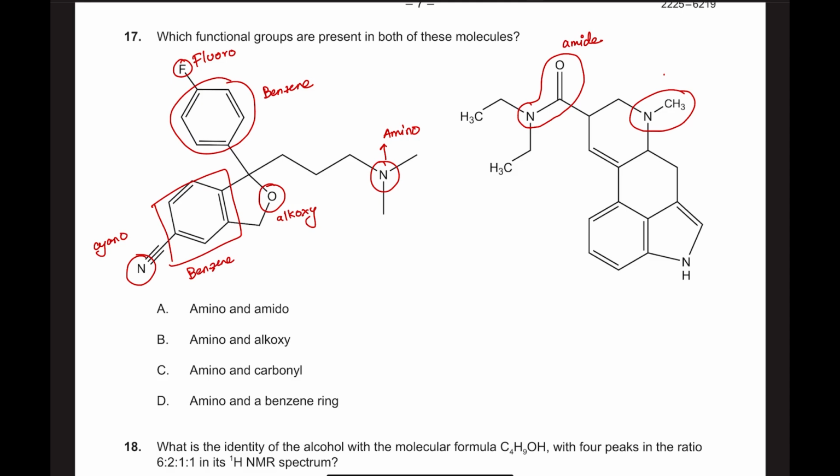All right. So this is the amino group. Okay. This is also an amino group. And this is a benzene ring. So I see amino and benzene common in these two molecules, right? So amino benzene ring, answer is option D.